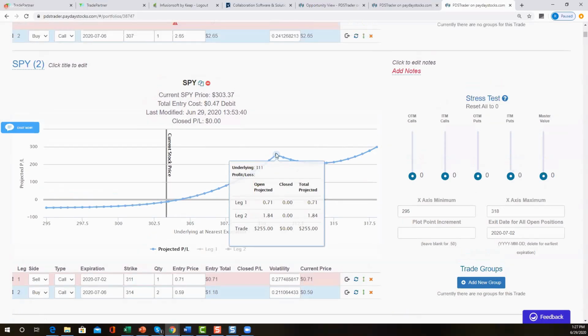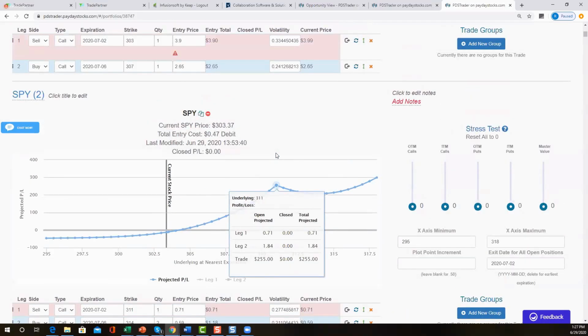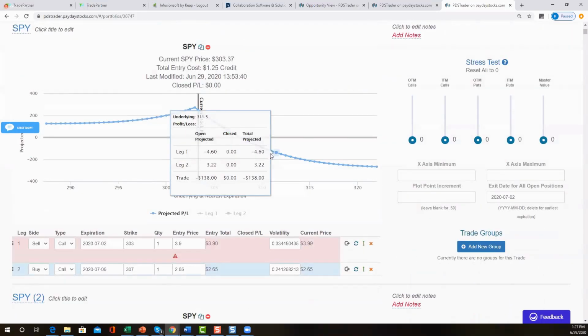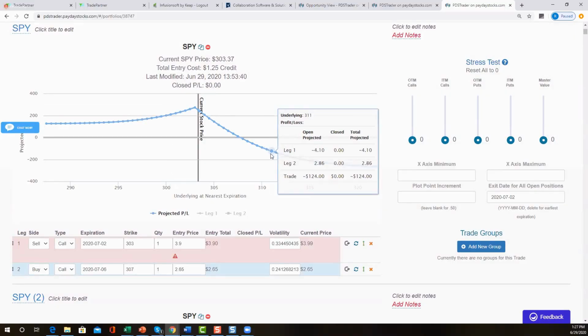All right, now if we only had one at 311, this trade is projected to lose $124, and it's probably going to be closer to $150, $160, maybe even $170 if you hold on until the very last second. So even with one, if the market moves up, one bullish, if the market moves up, we should be making a little bit of money.